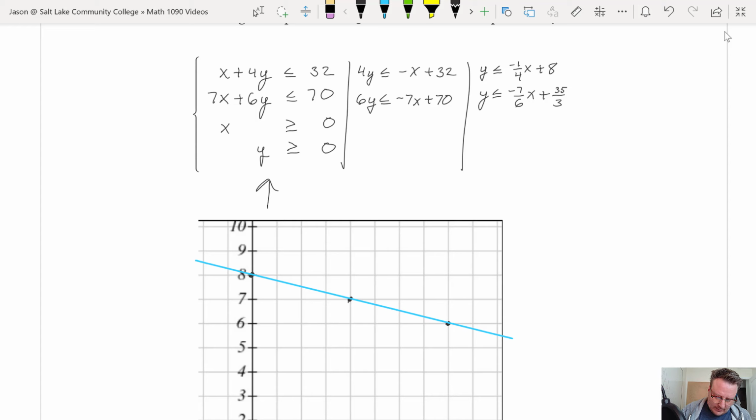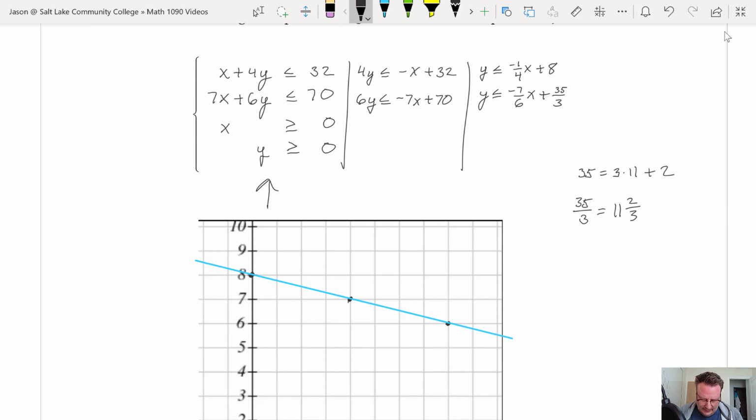Well, let's see here. 35/3, what is that? 3 goes into 35 11 times, right? 3 times 11 is 33. So 35 equals 3 times 11 plus 2. So 35/3 is 11 2/3. Okay, so my y-intercept is 11 2/3, but it's not even on the graph.